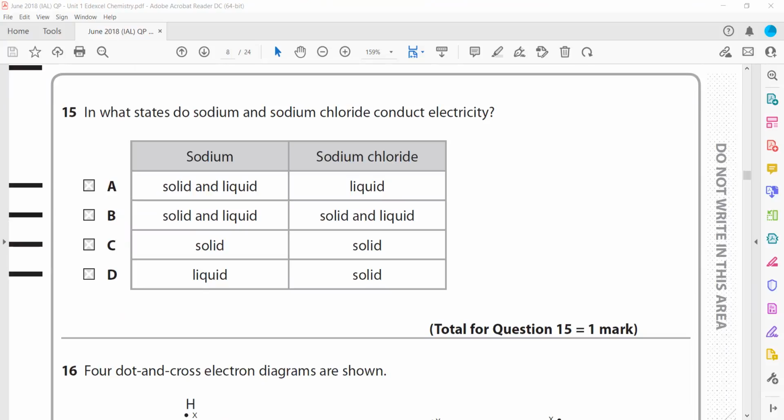Then question 15. In what state do sodium and sodium chloride conduct electricity? Sodium is a metal and metal can conduct electricity in all the states, whether it is a solid or a liquid or a molten state, it will conduct. But sodium chloride is an ionic compound. An ionic compound cannot conduct electricity in solid. They can only conduct in molten or aqueous. So A will be the right answer for this.